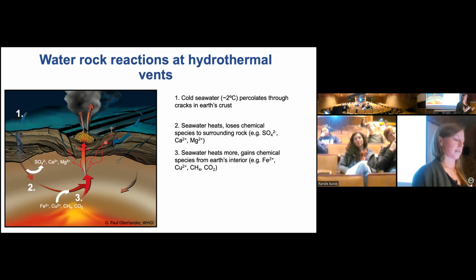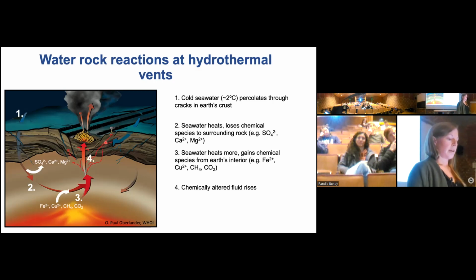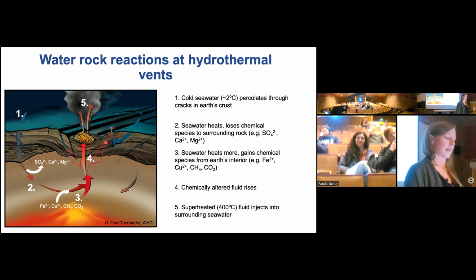And that's as it starts to heat up more. This is where it picks up a lot of the metals. So we're kind of melting these rocks. That fluid is starting to gain reduced iron, reduced copper, and some other gases as well, methane and CO2. And so this chemically altered fluid becomes buoyant, it rises, and then the superheated fluid injects into the surrounding seawater.